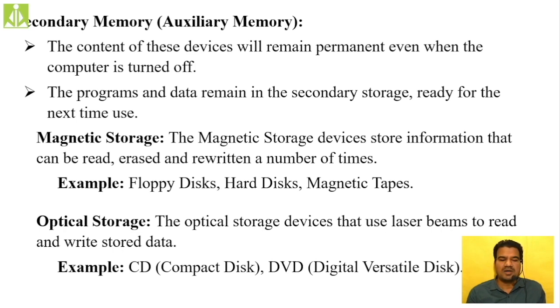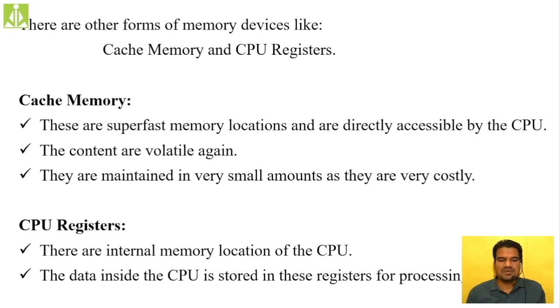And for optical storage, we said laser beams are used to read and write the content inside optical storages. The optical storage device examples are CD, compact disc, as well as DVD, digital versatile disc. So these things we discussed. Then cache memory, we said it is the super fast memory, and it will be in between your main memory and the processor.